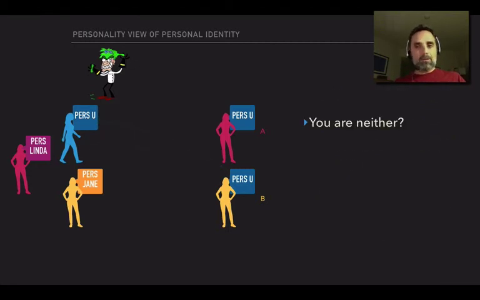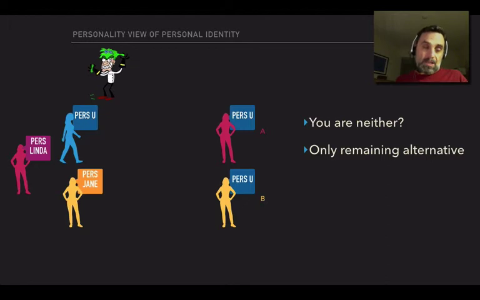So the final alternative is that you're neither. That's the only one we're left with. And so if you're not both, and if you're not A but not B, and not B but not A, then you're neither of them. And it looks like that's what we're stuck with.